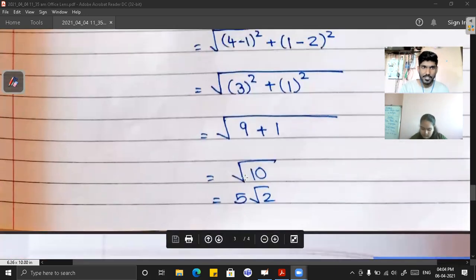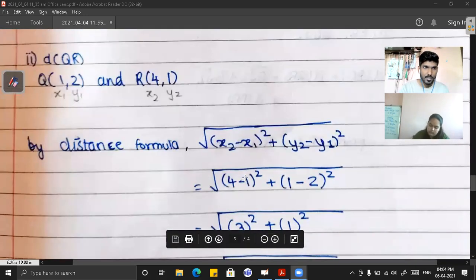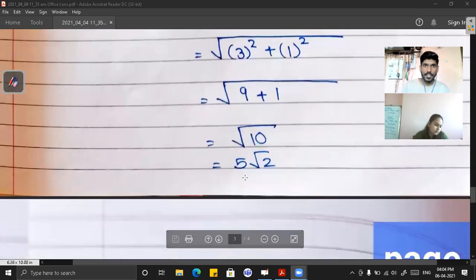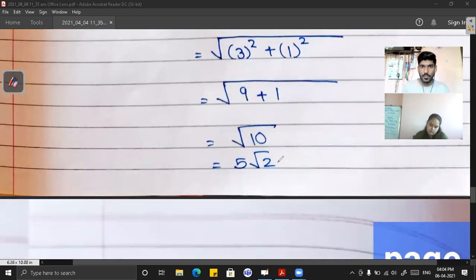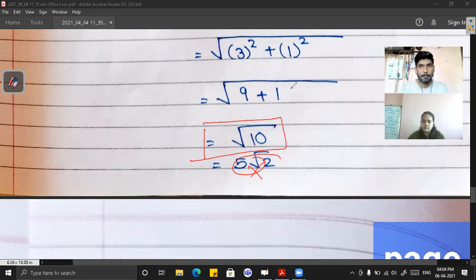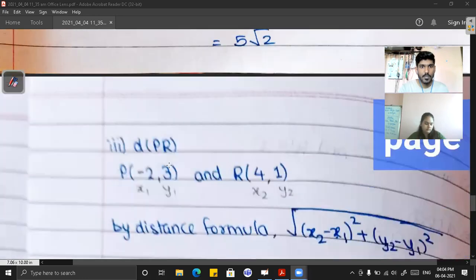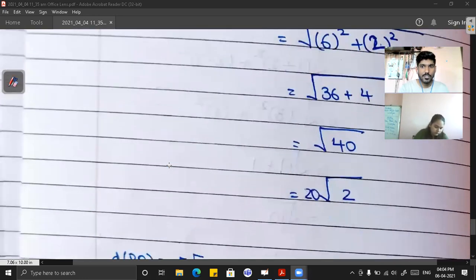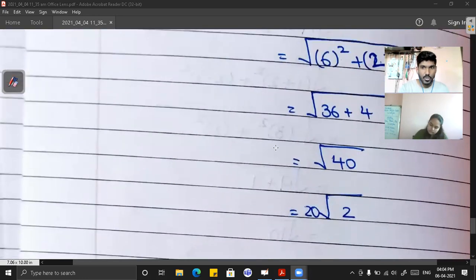Same thing here in the second one, distance QR. Same thing here, you leave it as root 10 only. Okay, don't do this. Leave it as root 10. Yes. And the last one, you got here. Till here it is right, root 40.